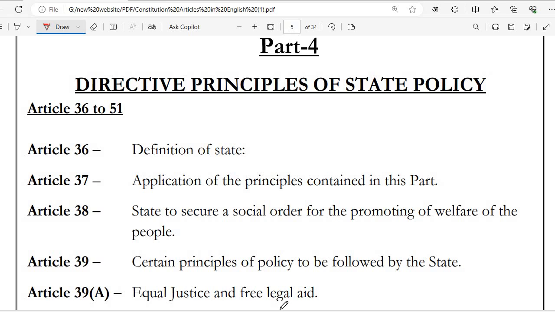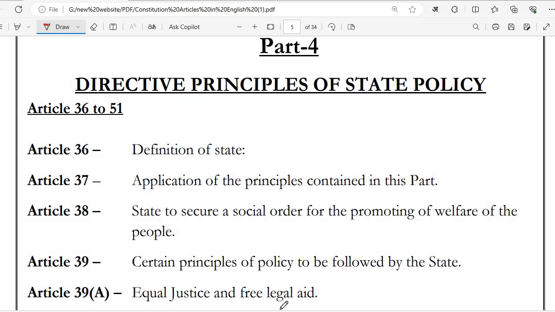Article 36 again gives the definition of state, but the Constitution does not define the state. It was further defined by the Supreme Court. Article 37 says, application of the principles contained in this part. It means these are fundamentals of the state policy. State means the central government and state government and the other multi-member bodies or law enforcing agencies. So Article 37 directs the central and state government to consider these elements while making any law.